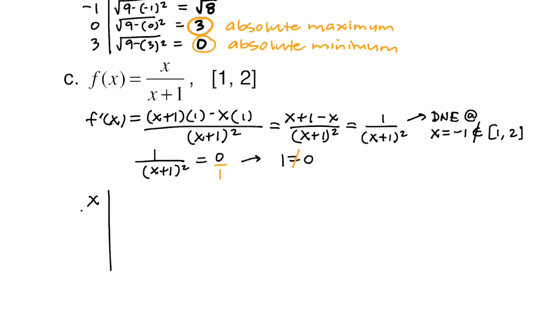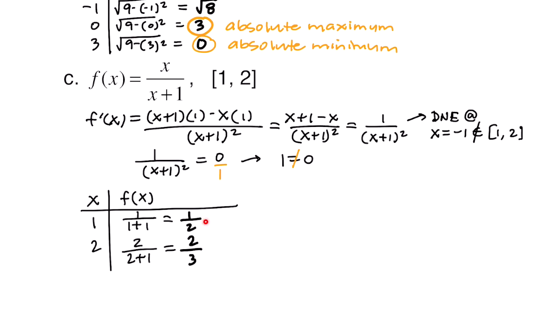So that means when we set up our table of values, we're just going to plug in the endpoints. So we're going to plug in 1, and next we're going to plug in 2. So we end up getting 1/2 and 2/3. So our absolute maximum is going to be 2/3, and our absolute minimum is going to be 1/2.